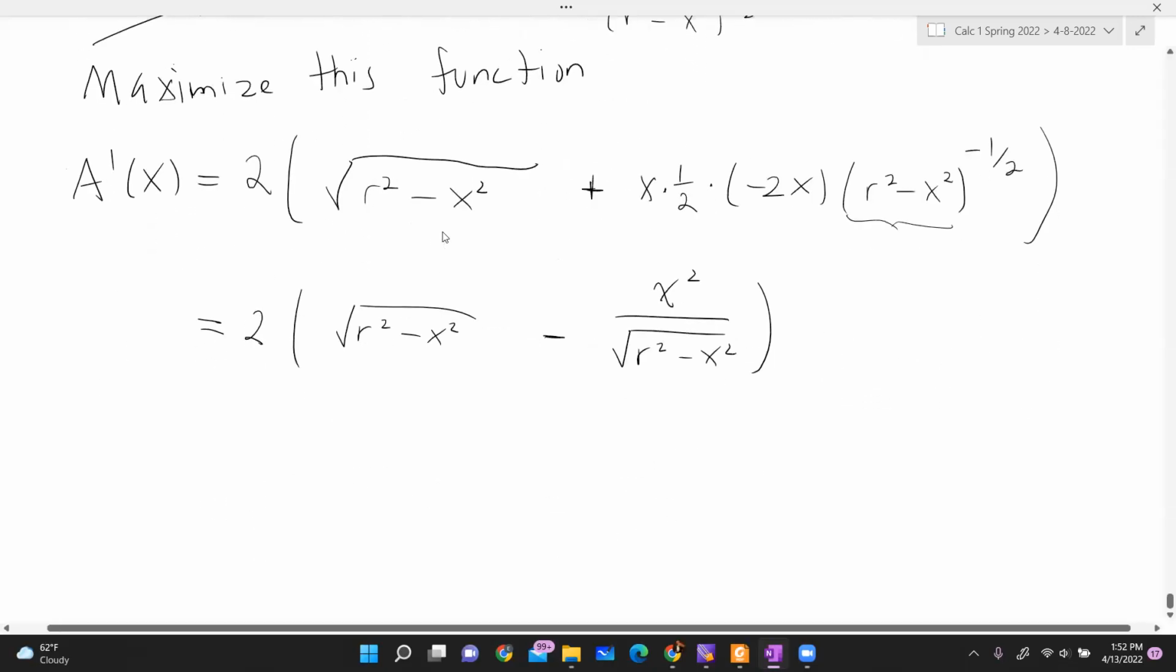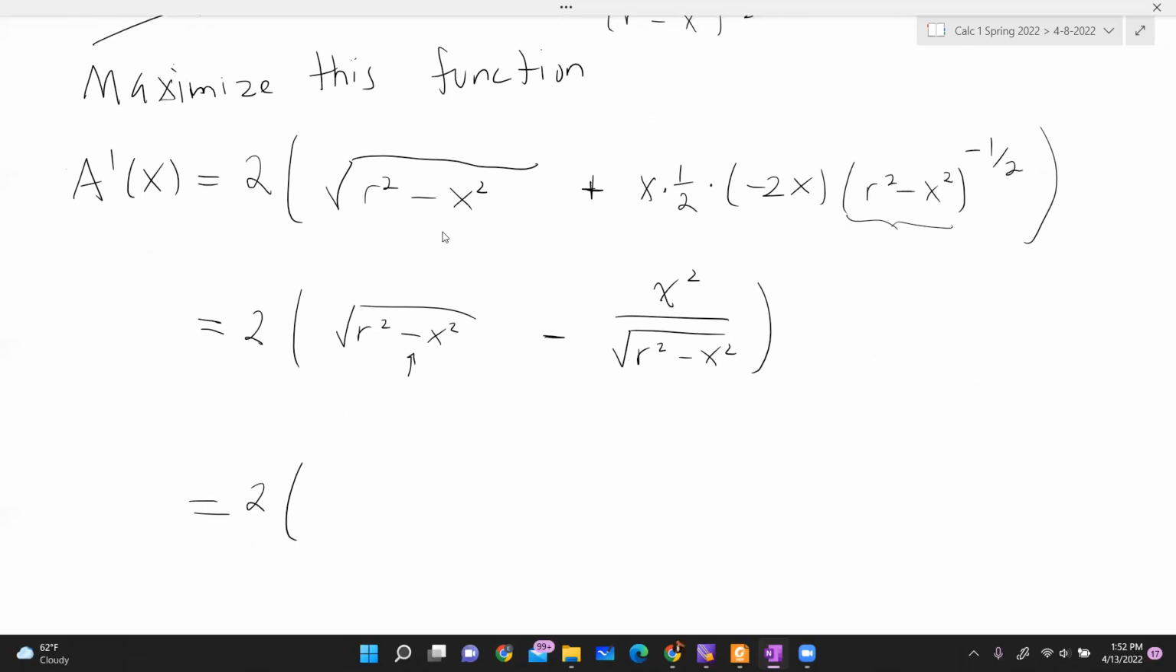And then we need to get a common denominator, and the common denominator is the square root of r squared minus x squared. So if we convert the first term to a fraction, what we get is r squared minus x squared, divided by the square root of r squared minus x squared, over the square root of r squared minus x squared.